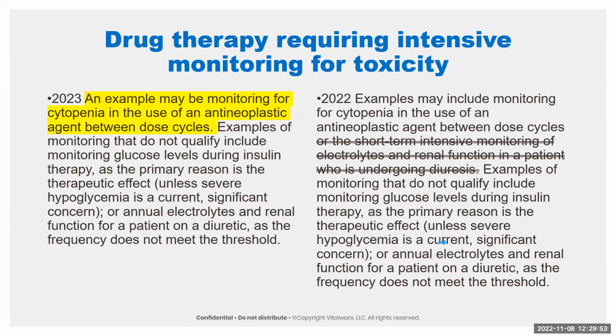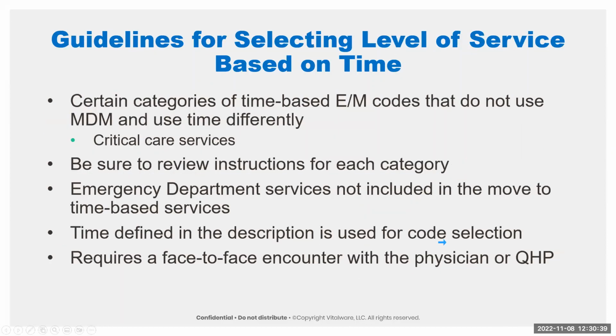So there has to be intensive monitoring required. So if it's something that you do on an annual basis, like monitoring the glucose level, or the annual electrolytes and renal function for a patient on a diuretic, that does not meet that frequency threshold. So they really haven't spelled out what constitutes that frequency, but it's just got to be something that's more than just on an annual basis. So I'm hoping that they'll be publishing something in the CPT Assistant to provide some guidance on that, because I don't like guessing.